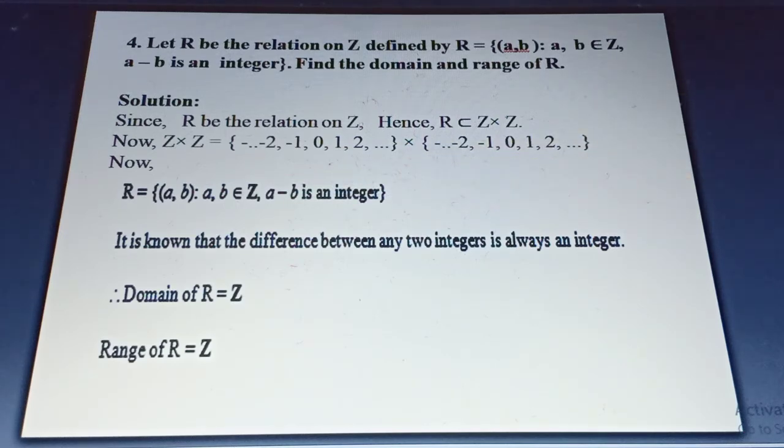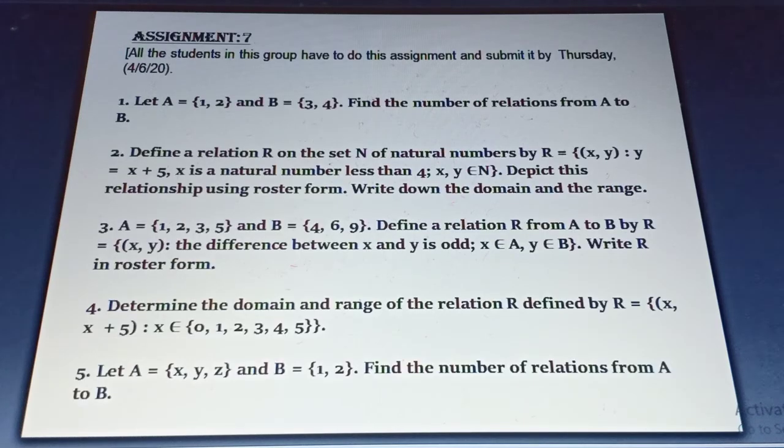So students, we know that the difference between any two integers is always an integer, right? So the domain of R will also be integers. Each element will be an integer. So the domain of R will be Z. Similarly, the range of R will also be Z. So I hope all of you understood.